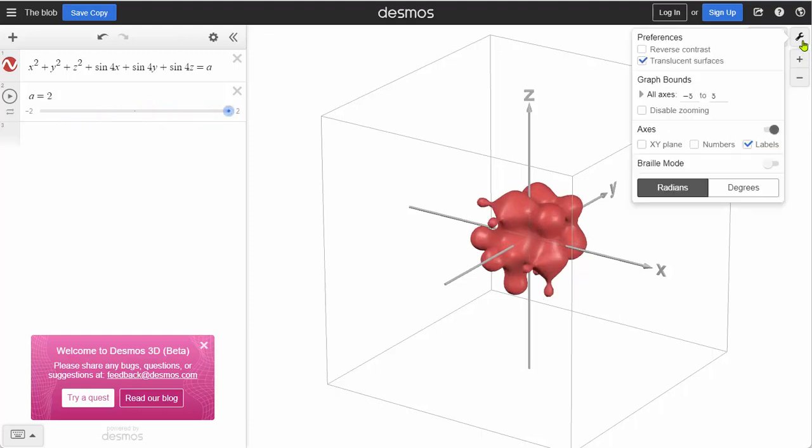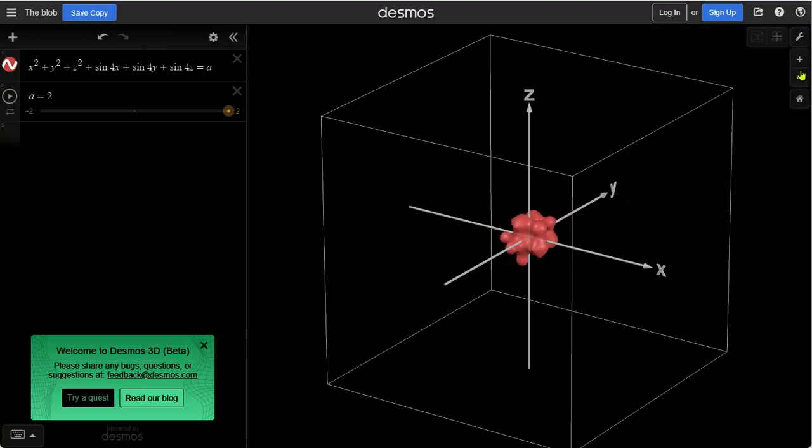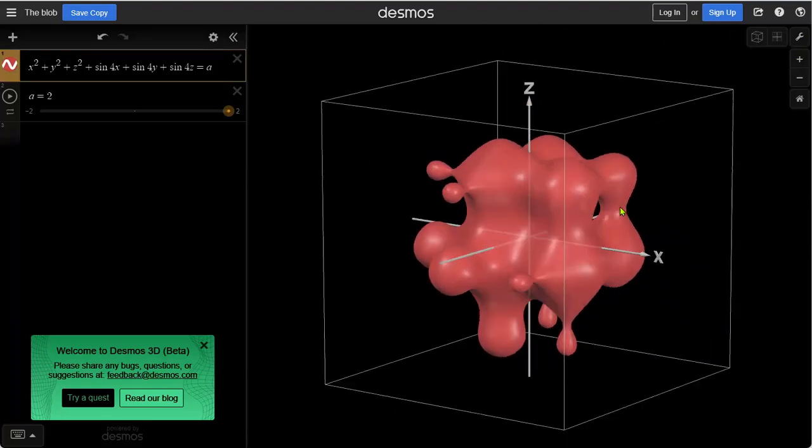I've already set it to zoom in and zoom out. Again, we can reverse the contrast and so on from the toolbar. The three-dimensional graphing calculator is definitely worth exploring.